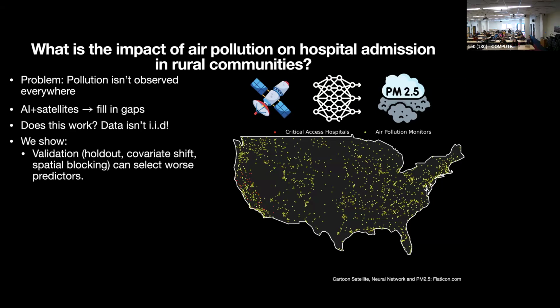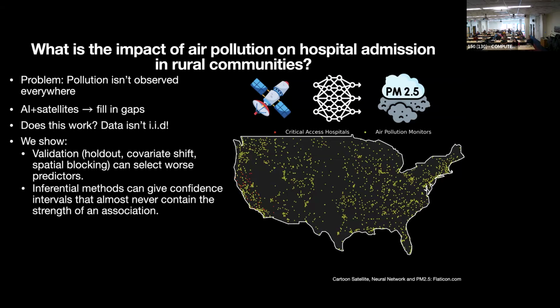So what we show in the work I'm going to talk about is that a bunch of commonly used validation methods, including what's commonly referred to as a holdout, which is probably the most familiar way of doing validation, where you just calculate your error on data that wasn't used to train your model, as well as methods designed for covariate shift and also approaches like spatial blocking, can lead to inaccurate estimates of model error, and in particular can do things like select worse predictors when you're trying to select between predictors using validation.